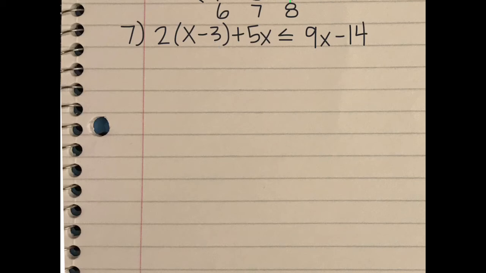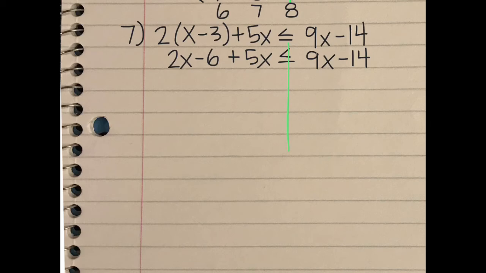So 2 repetitions of x looks like 2x, and 2 repetitions of -3 looks like -6. I've also got a 5x here. That is not part of my repetitions. It's just over to the right, over here. And then I've got a 9x minus 14 on the right. So I'm going to make my line, now that I've kind of got that translated, I'm going to make my line down my inequality sign.